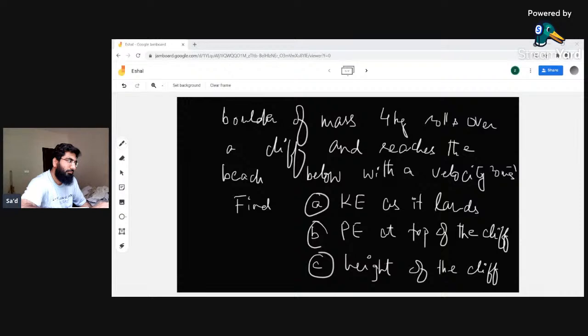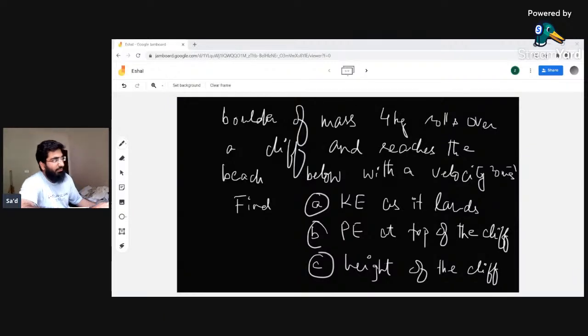Is the answer for A part 800, please? The answer for part A is 800 joules. And for B, is it 0? For B, it would be 800 joules again.